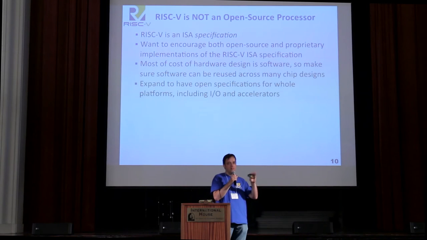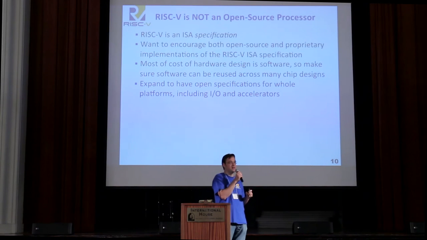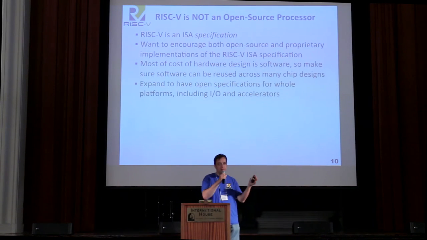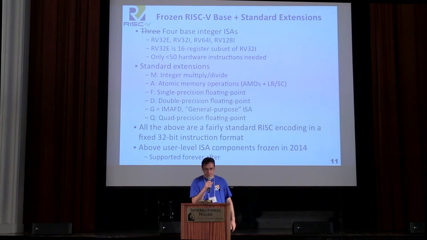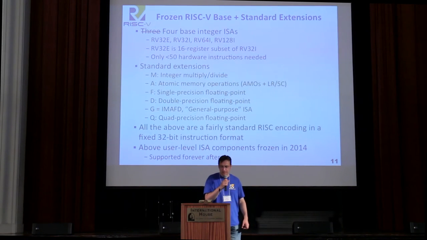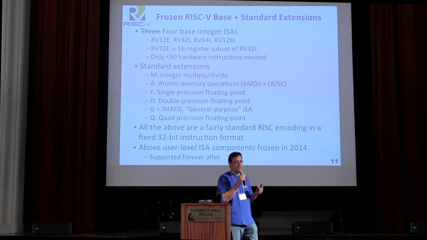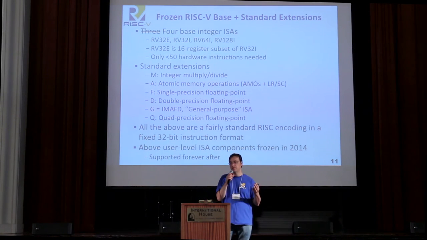Now, we've just been talking about the ISA, but in practice, there are lots of other pieces of a system that also need to get specified, things like I/O and how things connect to other stuff. We're slowly working on expanding the set of things that we're nailing down in this free and open ecosystem to include I/O and accelerators. The part that's frozen is this RISC-V base. We had these three base integer ISAs, RV32I, RV64I, and RV128I, corresponding to 32-bit, 64-bit, and 128-bit address space variants.